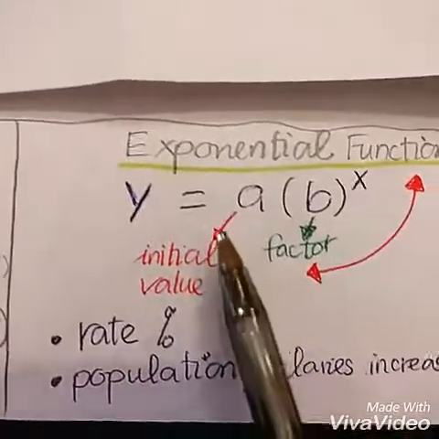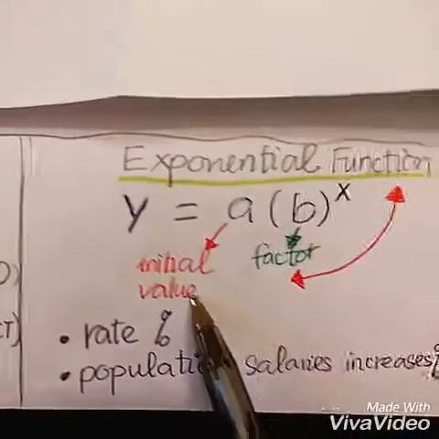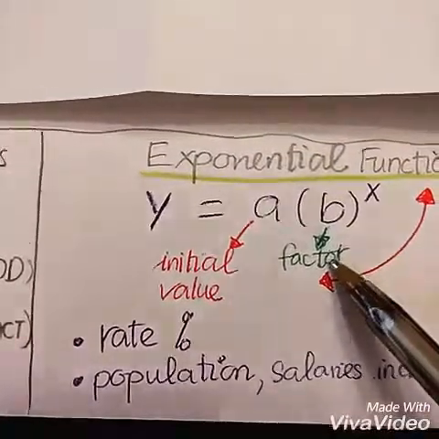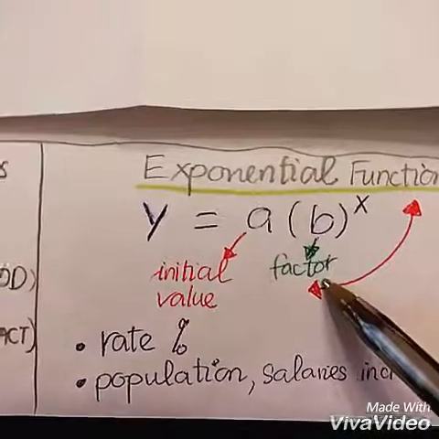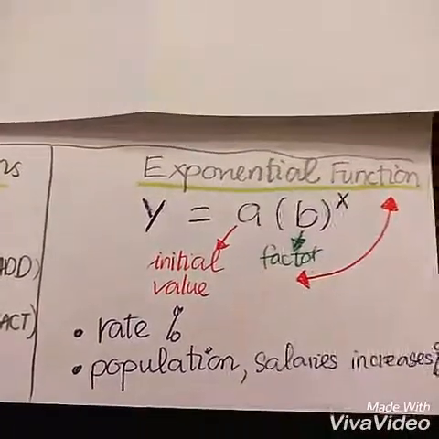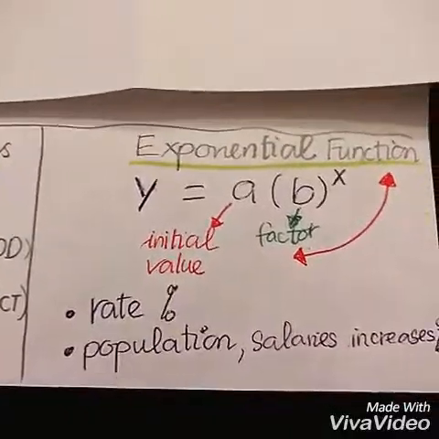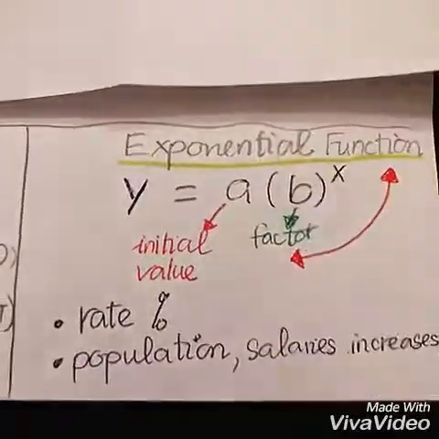In this equation, a stands for the initial value. That's how much you're starting with. B stands for the factor. Factor is the base, that's how many times it's multiplied from one value to the next value. It's being multiplied by that many times. That's why we call it factor.